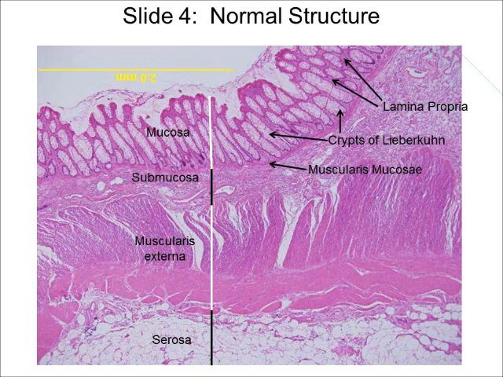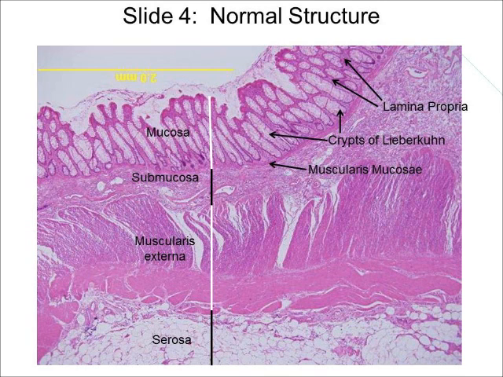The third layer is the submucosa, which contains loose connective tissue and blood vessels. This layer generally stains slightly lighter than the smooth muscles which are located on either side. And finally, the innermost layer is the mucosa.